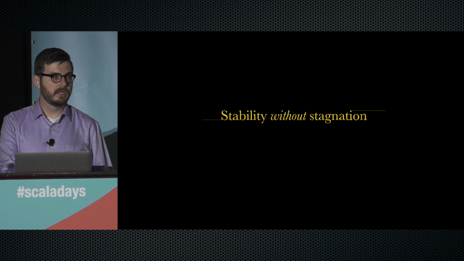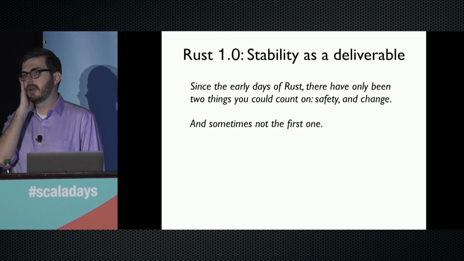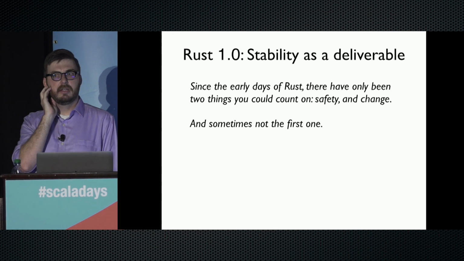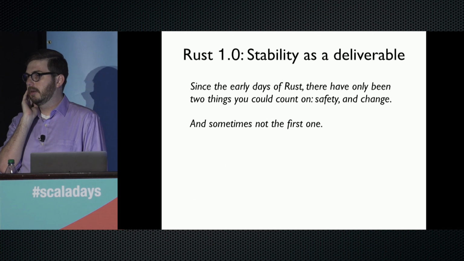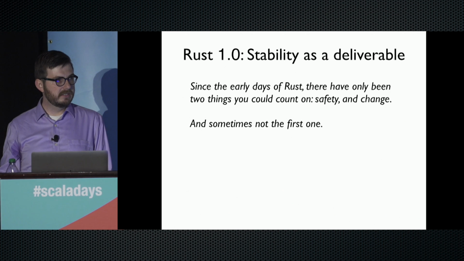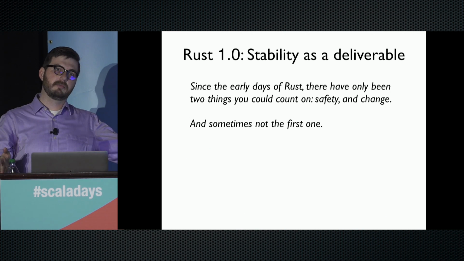All right, final pillar, stability without stagnation. So this is basically a piece more about the community and policies and process and how we develop Rust. So if you followed Rust development at all, the 1.0 release is fairly recent. It came out in 2015. But Rust was under public development for a long time before then.